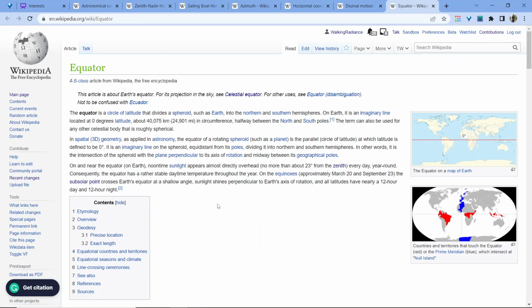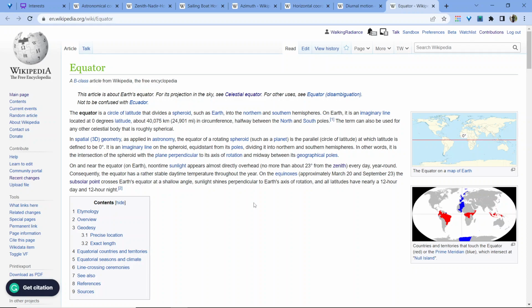The equator is a circle of latitude that divides spheroids such as Earth into northern and southern hemispheres. On Earth, it is an imaginary line located at 0 degrees latitude, around 40,075 kilometers in circumference, located halfway between the north and south poles. The term can also be used for any other celestial body that is roughly spherical.